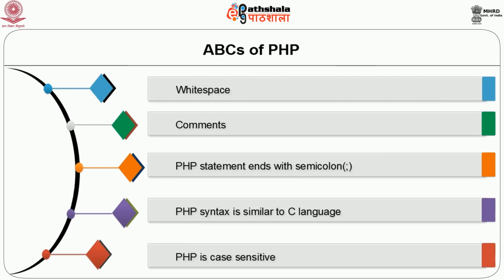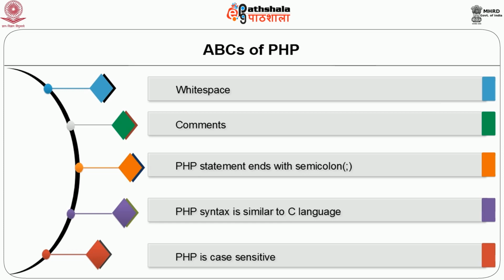White space includes spaces, tabs, carriage returns, etc., and even multiple white spaces will be ignored. In PHP you can also write comments. Comments can be single line or multiple line. Multiple line comments are also known as block comments. It is very similar to the C language. Two slashes is for a single line comment, slash asterisk and asterisk slash for a multi-line comment.